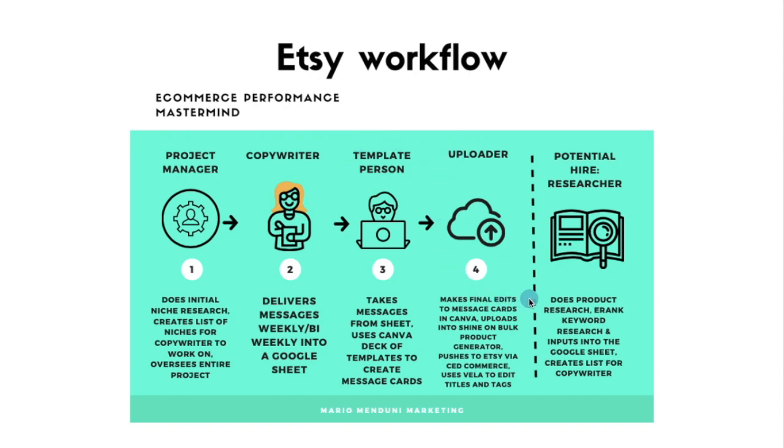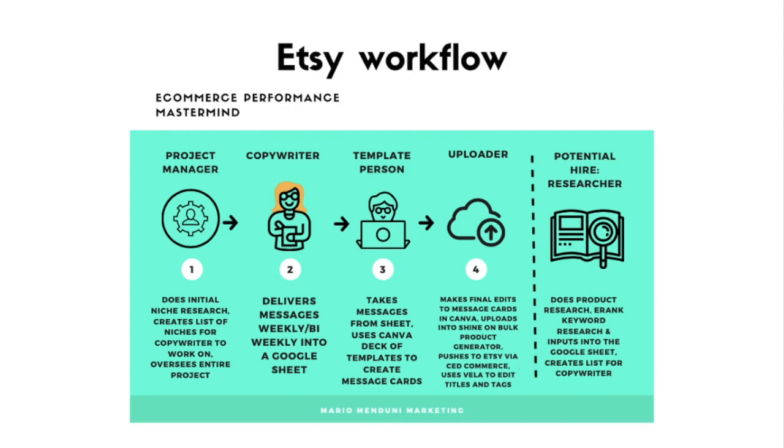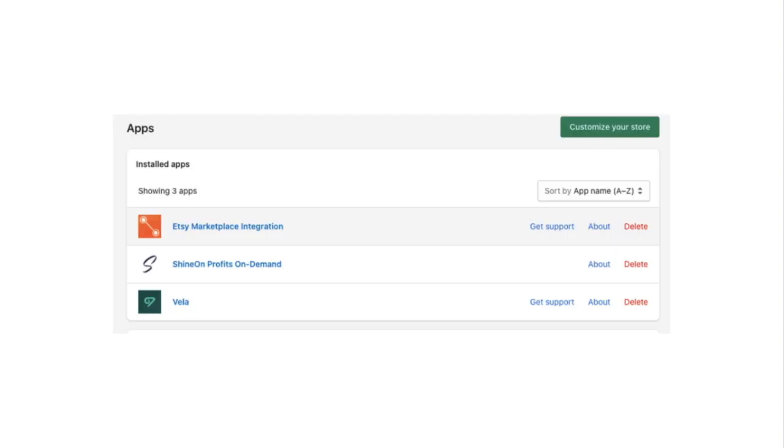They're then going to take the message cards that are ready to go, jump into the Shine On app, and use the bulk product generator so that we can get these all into the shop as quickly as possible. And then they're going to complete the next couple steps to get an Etsy listing ready. We're going to use an app called SedCommerce to push our Shopify listings to Etsy, and we're going to use an app called Vela to edit titles and tags. Let's take a look at those apps really quick.